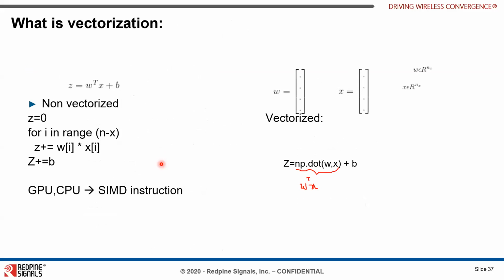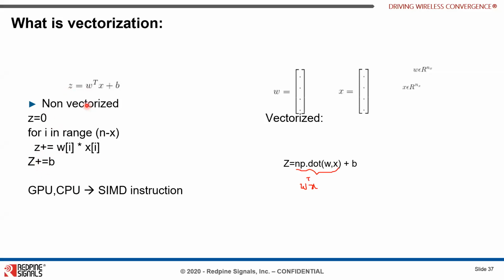Once we use a for loop, that's a non-vectorized representation. That should not be. We should be able to use a vectorized implementation. If you see the representation on the left-hand side, Z is equal to W transpose X plus B, the non-vectorized version, that is initializing Z with 0, then for i in range n_x. It's basically a Python script that we are writing. Z plus equal to W_i X_i, that is for every i, i is ranging from 1 to n_x, and Z plus equal to b, we are updating. So this is the use of a for loop.